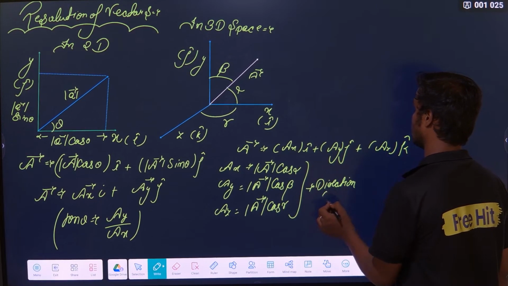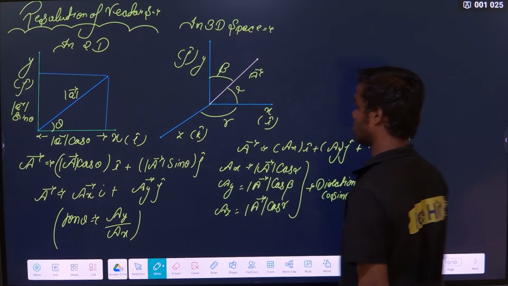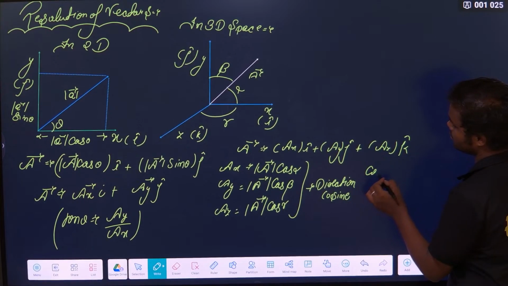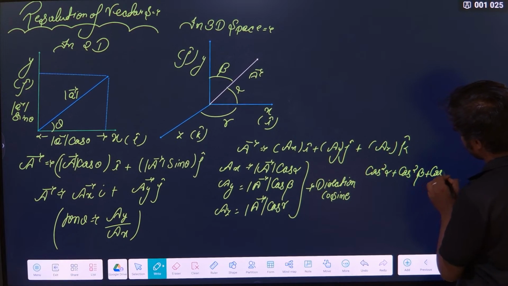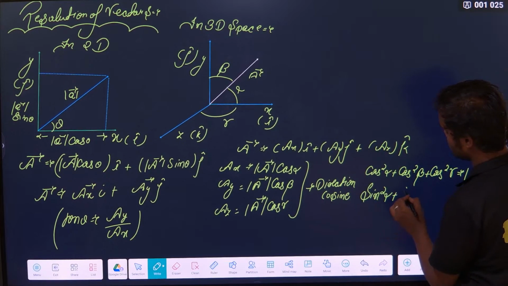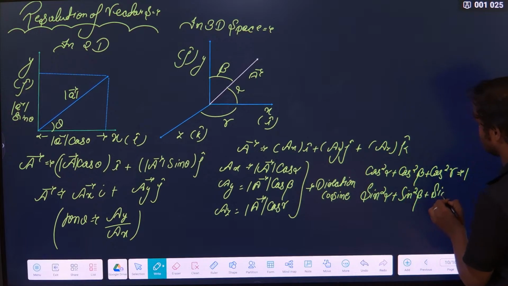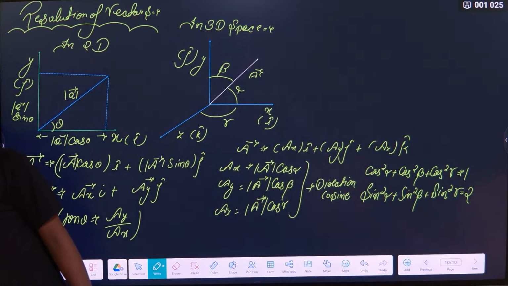Direction cosines, and from here we have one relation, that is cos square alpha plus cos square beta plus cos square gamma is equal to 1. Or you can break it into sin square alpha plus sin square beta plus sin square gamma is equal to 2. So this is the important thing.